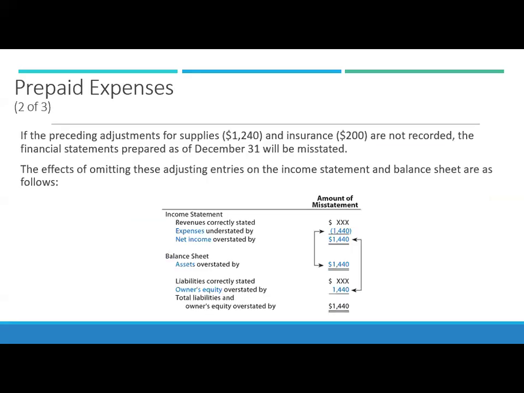And if we omitted these two journal entries, together that's 1,440. Then that would understate our expenses, overstate net income, overstate assets, and also overstate our owner's equity. That's why it's really important. Most of the mistakes found in an audit are not intentional frauds. A lot of times they're actual mistakes.